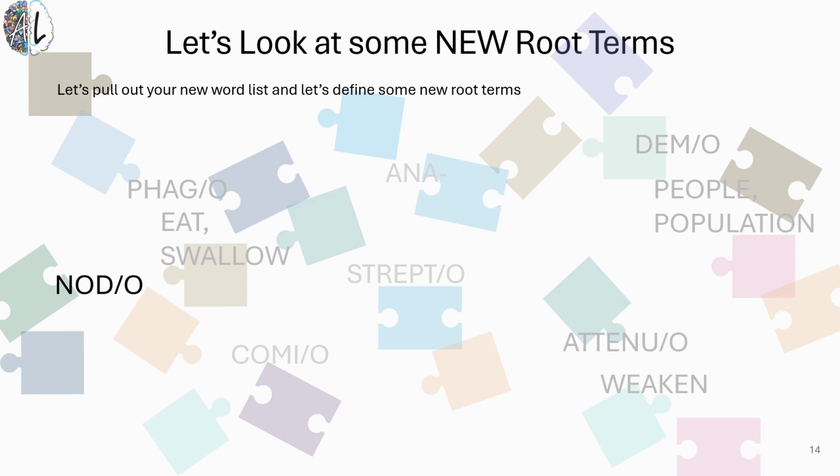All right, I've got the root term nodo. Nodo. What does that mean according to your word list? All right, a nodo is a little knot.